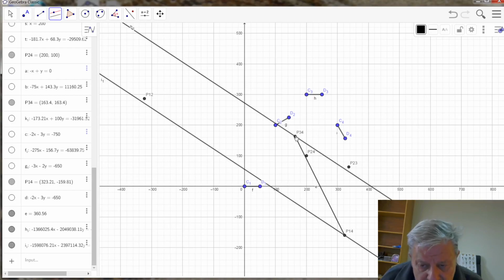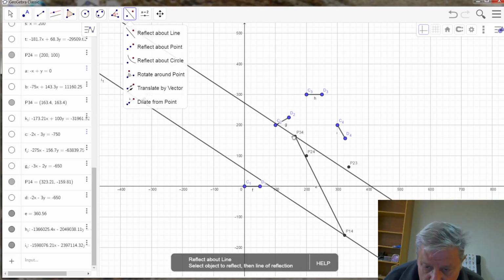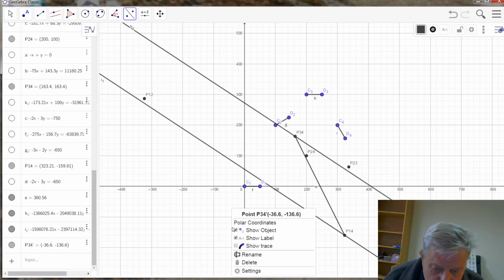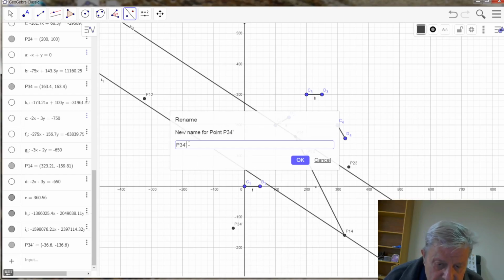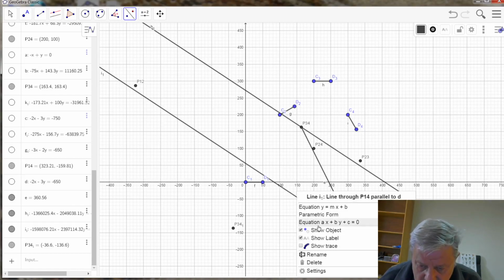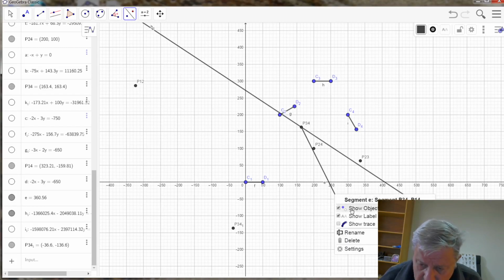In order to determine P341, I will take the image of P34 with respect to side 1. This is going to be, rename it as P34 with subscript 1. P34 in the first position, I'm using P34 subscript 1. Now I can hide these lines, otherwise I will be in trouble.